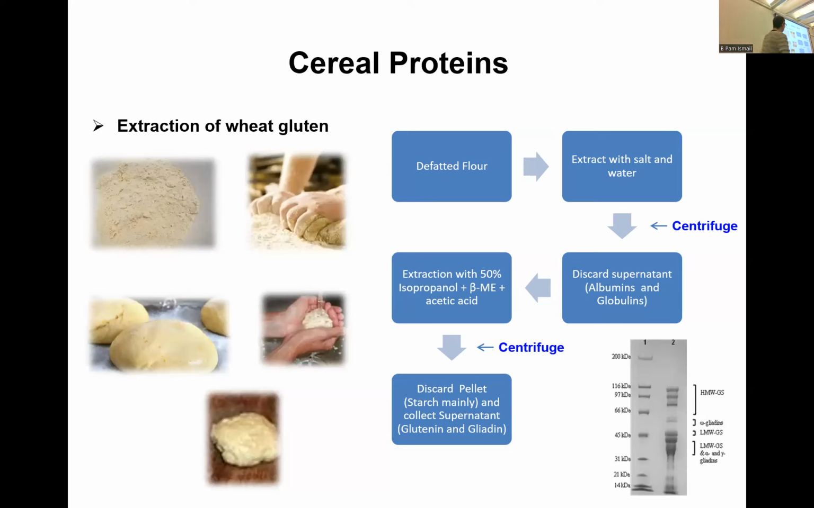When we take the gluten-forming proteins, gliadin and glutenin, together and run them on a gel, you will see the high molecular weight glutenins, then the omega gliadins, the low molecular weight glutenins, and the rest of the gliadins.